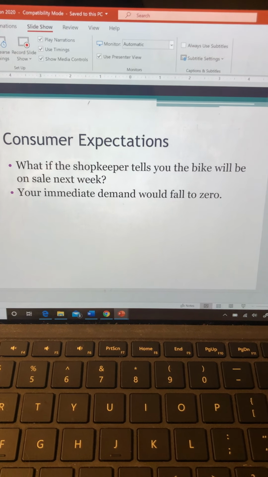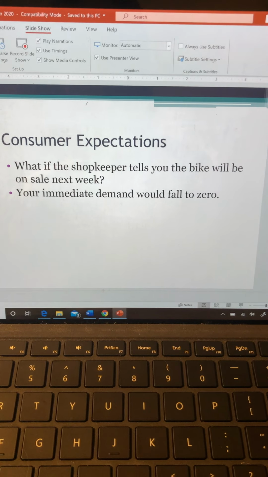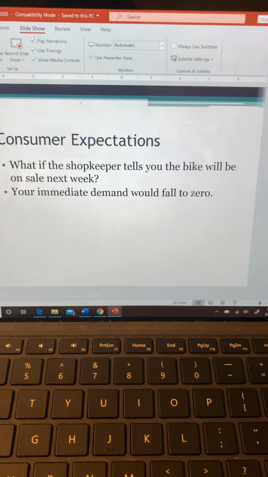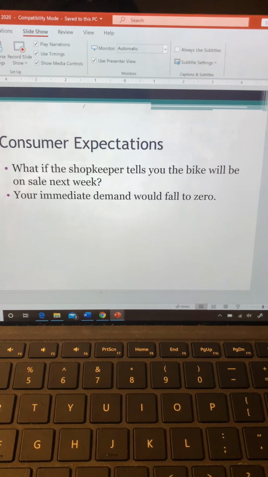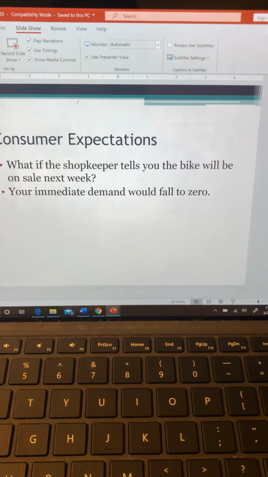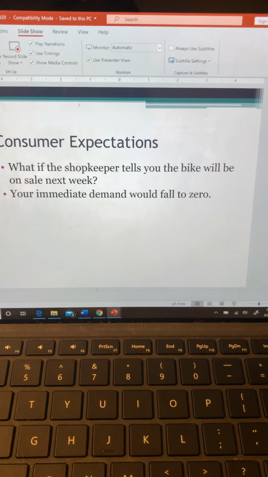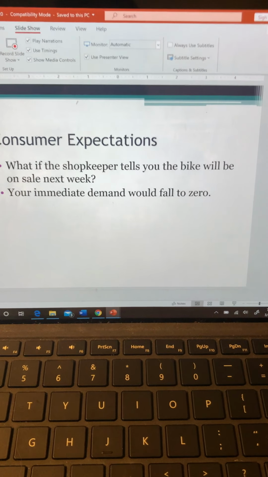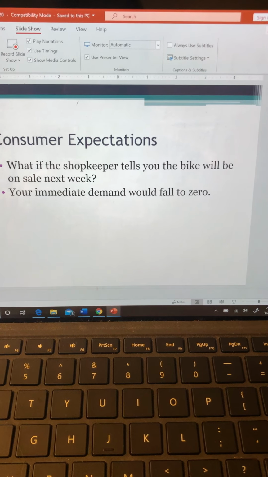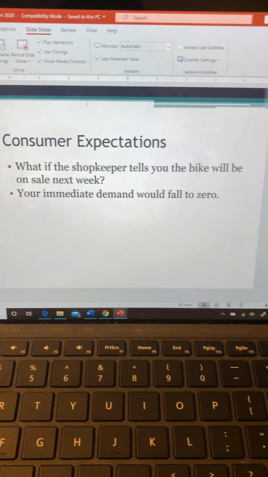Okay? And the reverse is true as well. So what if the shopkeeper tells you the bike will be on sale next week? You walk in on a Saturday, the owner says this same bike that you're looking at will be 20% off on Wednesday. Your demand is going to fall to zero. You're a fool if you buy that bike on Saturday, right? If you just wait 3 more days, go to the same store, you'll be able to get your bike for 20% cheaper on Wednesday.